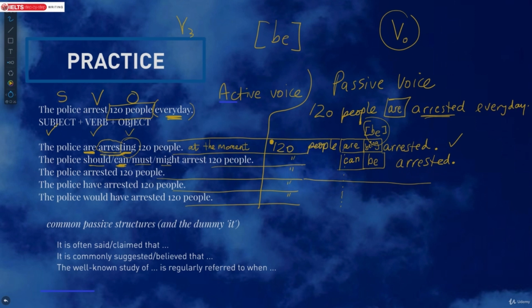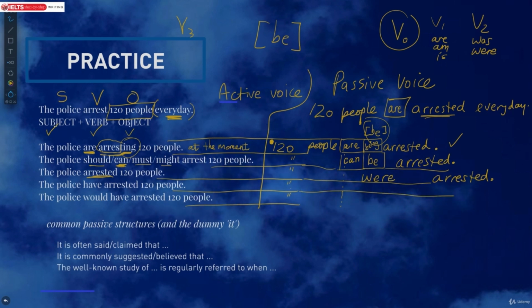Okay, that's that one done. So now we've got the past tense. The police arrested 120 people. So 120 people, arrested stays the same. What's the past tense of be? Okay, verb 2 is was or were, if you remember. Verb 1 is are, am, and is. So what's the correct answer here? 120 people, was or were? Well, I think you know the answer. Were, right? Because it's plural. 120 people were arrested.